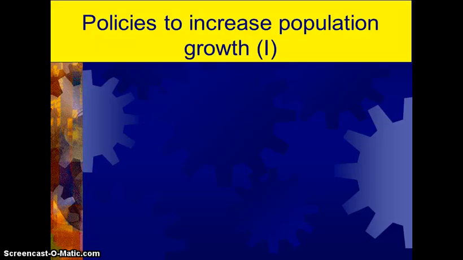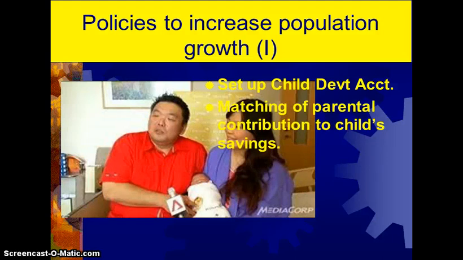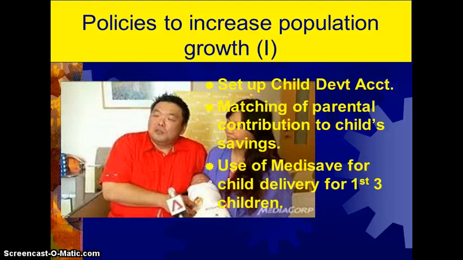All right. So what did the government do to increase population growth? One, set up a child development account. Two, matching of parental contribution to the child's savings. Three, use of Medisave for child delivery for the first three children. In the past, you could only use it for the first two. And lastly, quicker flat allocation for parents with more than two children.